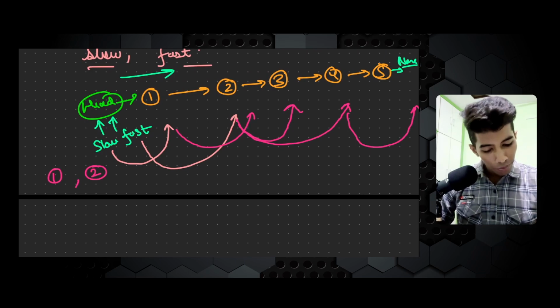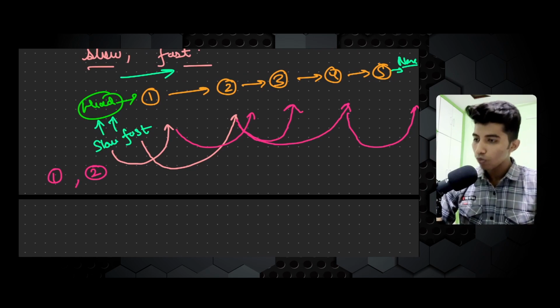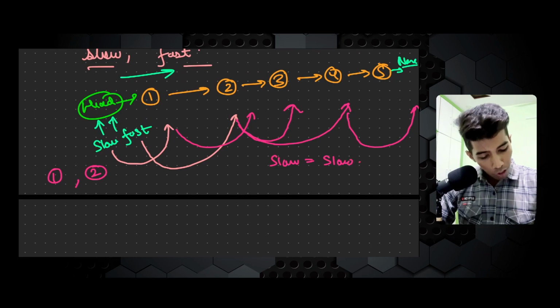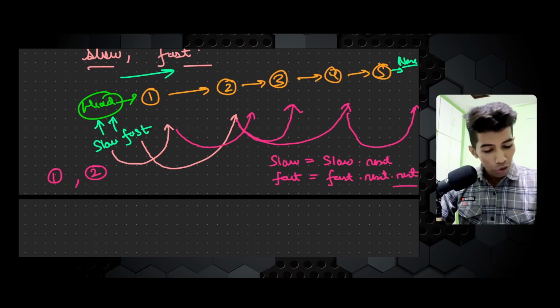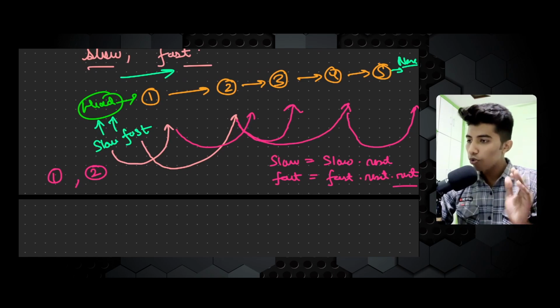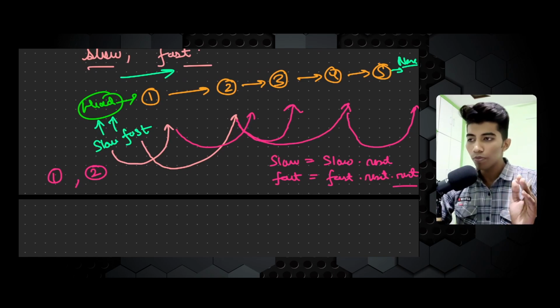So how will we write this implementation? You are just seeing that slow is moving one step and fast is moving two steps. So slow is moving to slow.next, and fast is moving to fast.next.next. So fast is going two steps, and slow is going one step. By this you will easily go to the middle.